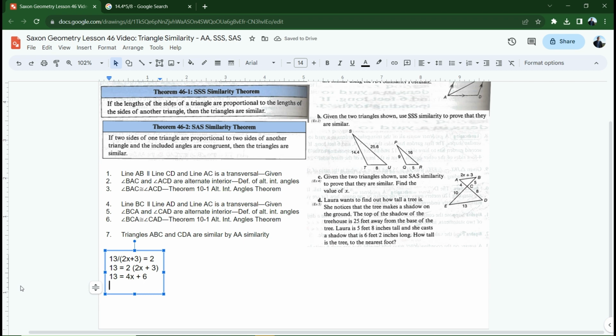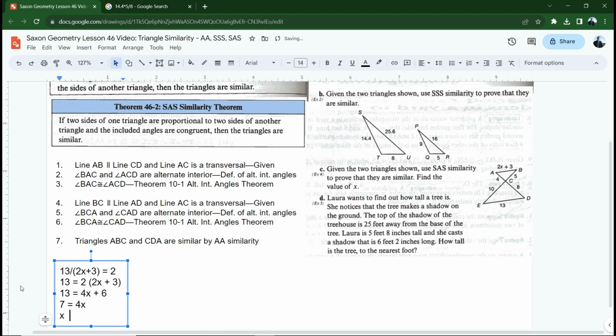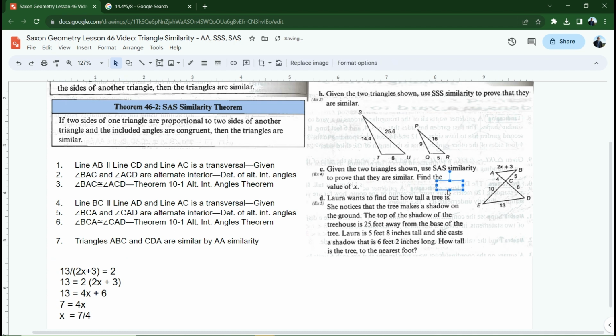I'm going to subtract 6 from both sides. 7 equals 4x, and then x equals 7 over 4. And let's just make sure I got that right because I've got a fractional answer there. 1.75 is the same as 1 and 3/4, which is 7 over 4. So we did get that one correct. First of all, proving side angle side similarity, and then that x equals 7 over 4.